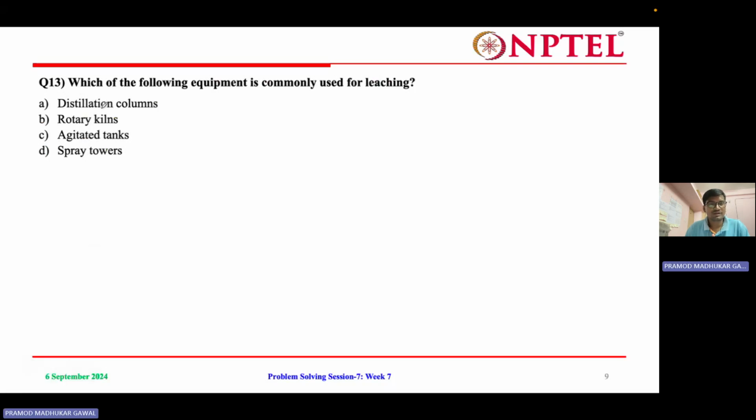Now move to question number 13. Which of the following equipment is commonly used for leaching? So distillation column is not used here. Rotary kiln is used for grinding, this is not it. Spray towers are used in gas absorption, this is not it. Agitated tanks are commonly used in leaching.